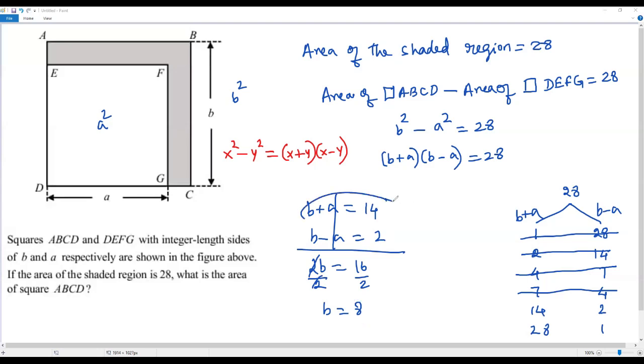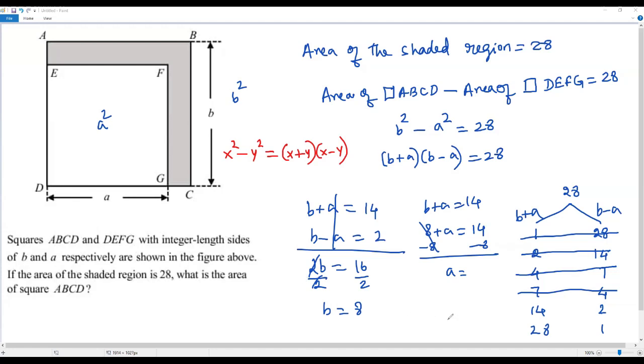Let me take the first equation over here, that is b positive a equals 14. When I plug in b equals 8, then we get 8 positive a equals 14. Now when I subtract 8 from both sides, positive 8 negative 8 will cancel. I'm getting a equals 6. When b is equal to 8, I'm getting a equals 6. So it meets the condition given in the question, that is both b and a are positive integers.